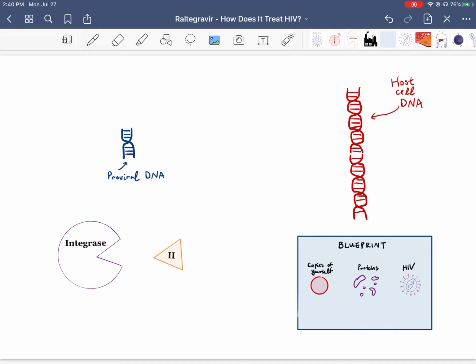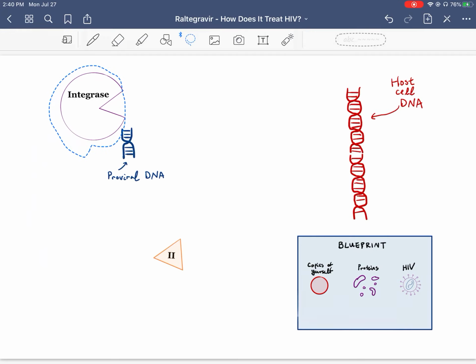Raltegravir is an integrase inhibitor, and it does exactly what it sounds like it does. It inhibits integrase. This is how it works. The integrase will bind with the proviral DNA, forming the complex that is ready to infiltrate our host cell DNA. This is where raltegravir gets in the way and ruins our diabolical plan. Raltegravir targets and sticks to the active site of the integrase, which is also the site where the proviral DNA is connected.